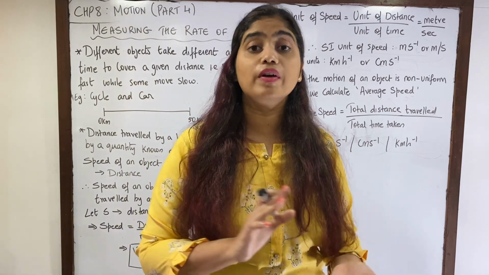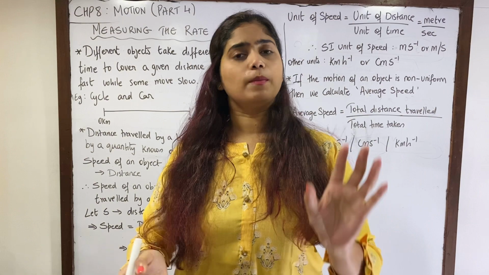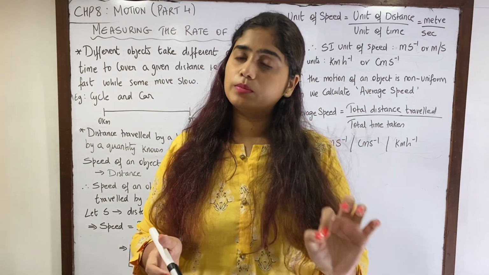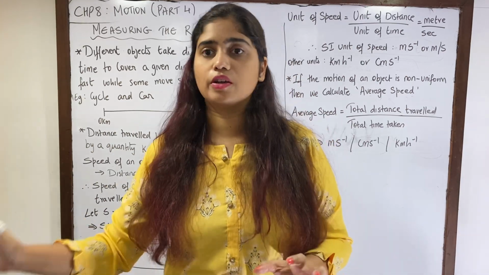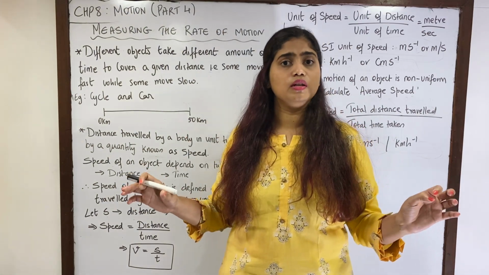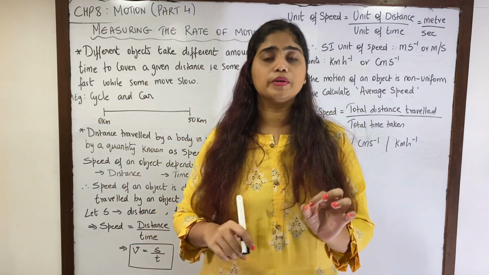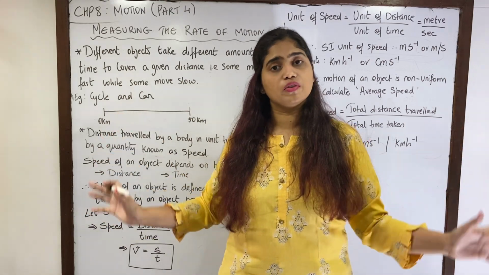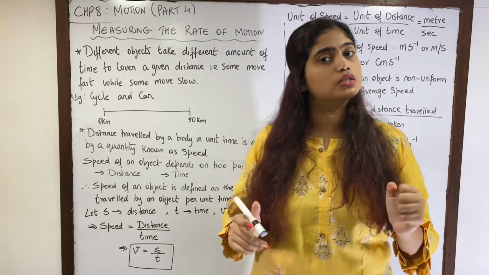So in today's video we are going to study how we can measure the rate of motion. By rate of motion I mean that if a particular object is in motion, how fast or how slow it is going to cover that particular distance. How fast or how slow it is going to travel depends on how much time it takes, yes or no. So here we are going to see how much distance is being covered in how much span of time. With that information we can determine the rate of that particular object which is in motion.